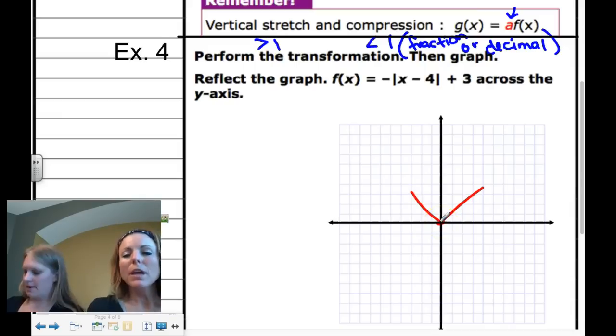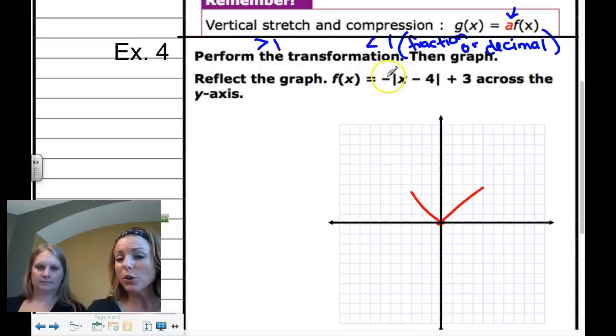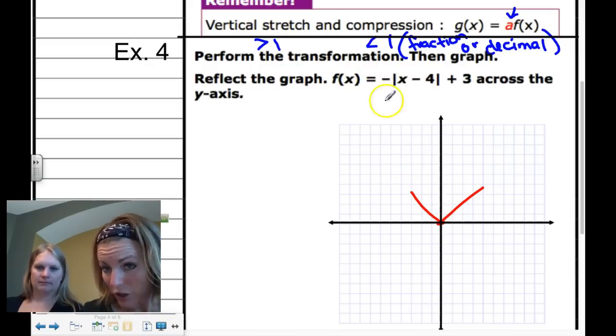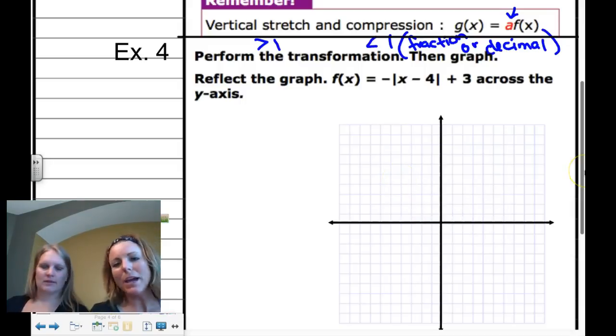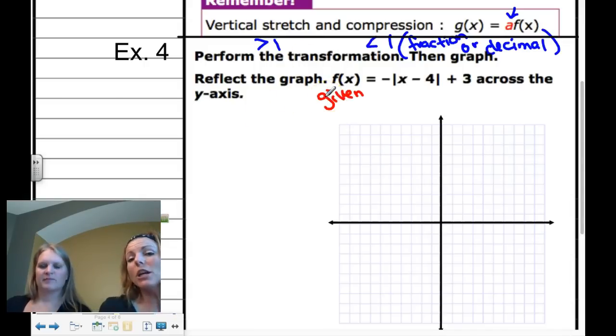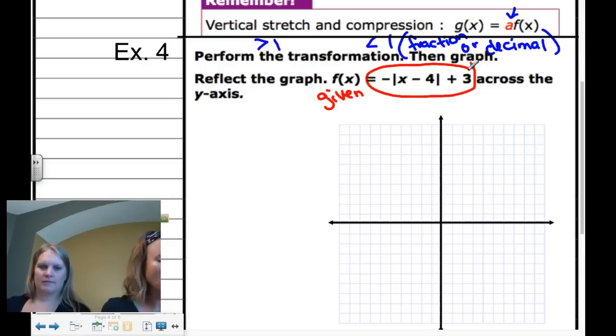Okay. So what we're going to do is we're going to reflect the graph of that function across the y-axis. So I want you to erase that red, because notice we're not dealing with the parent function right now. Our given function now is different. We're going to be changing that function. We're going to be reflecting that across the y-axis. So what changes when we reflect across the y?